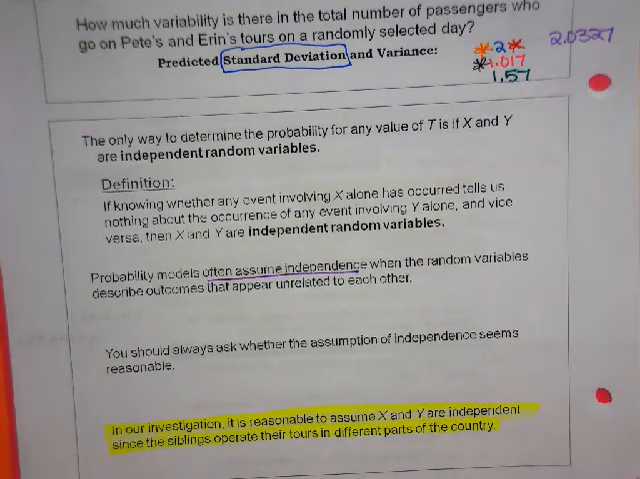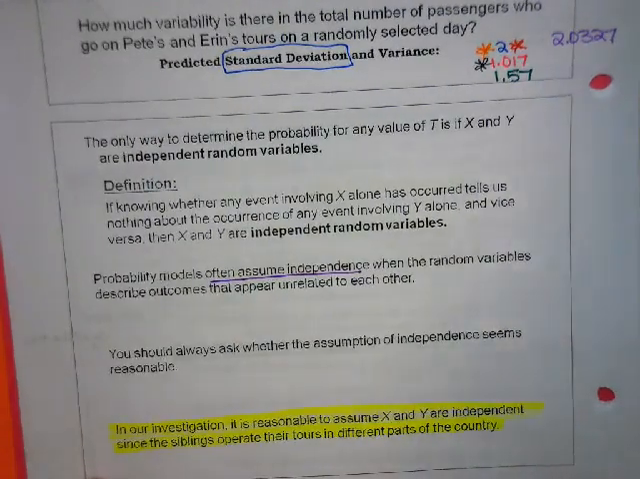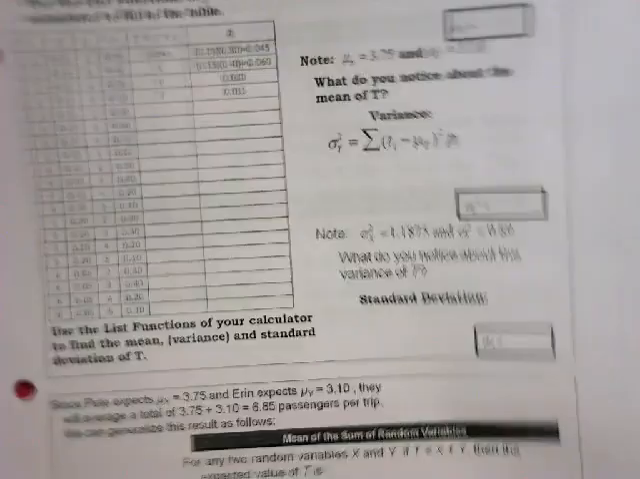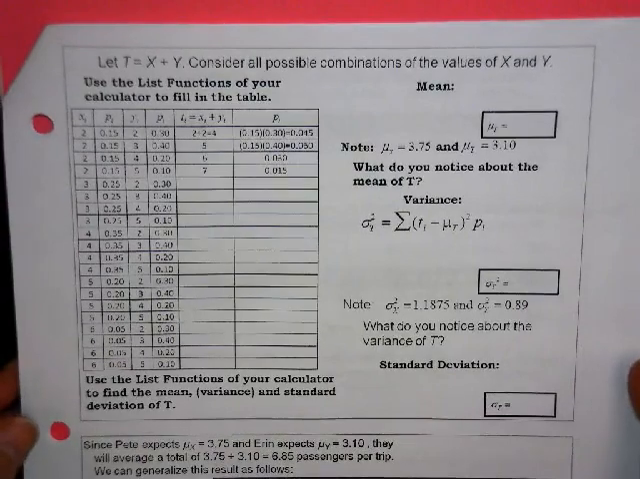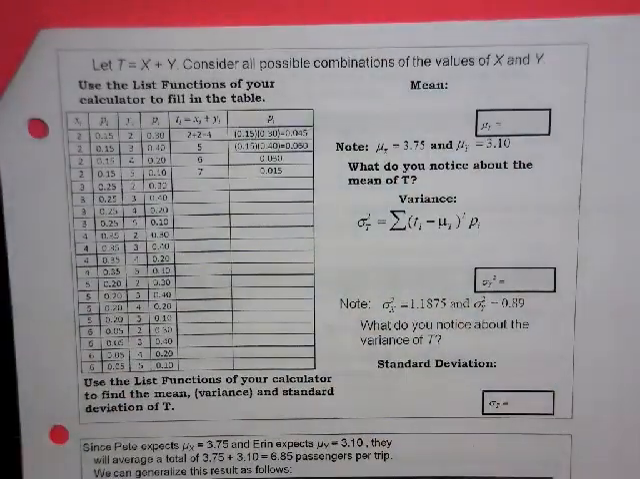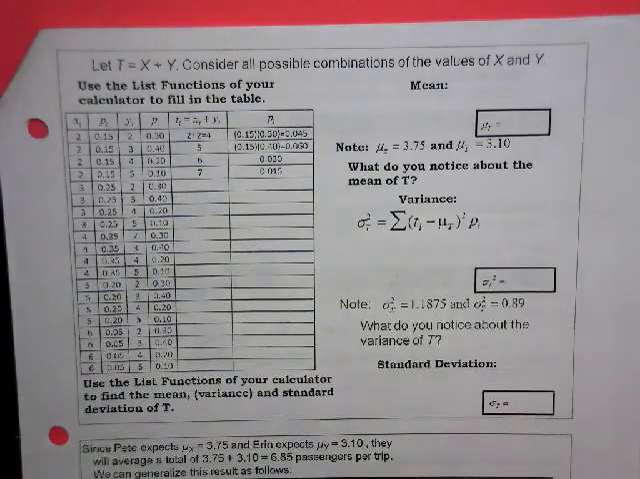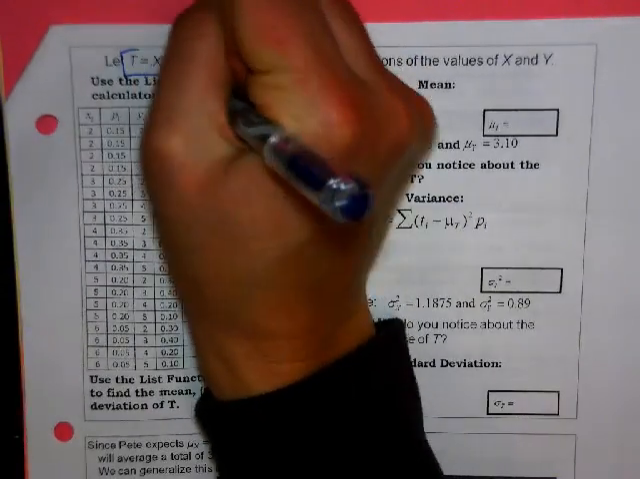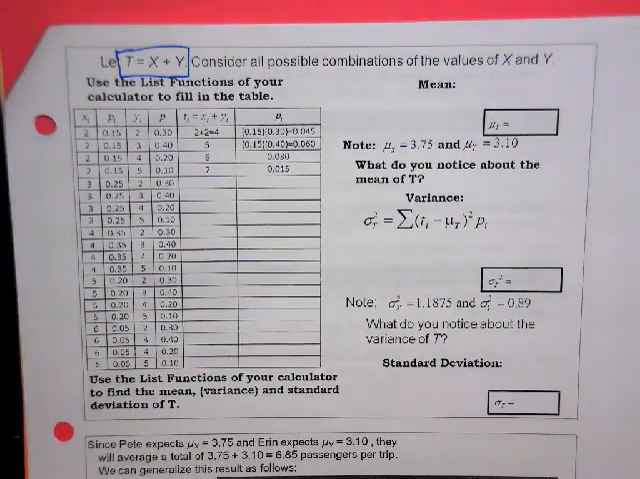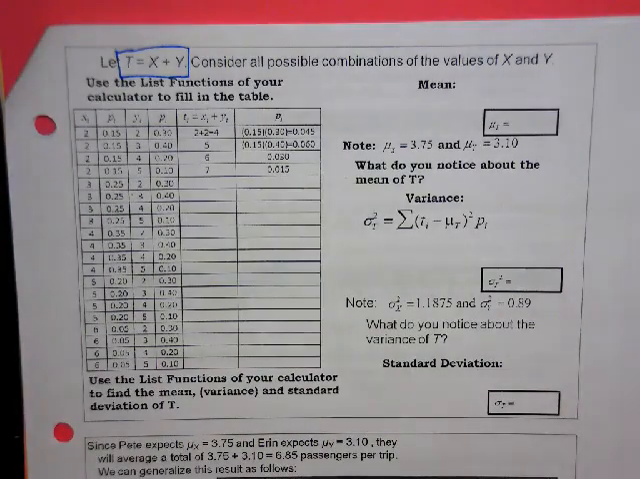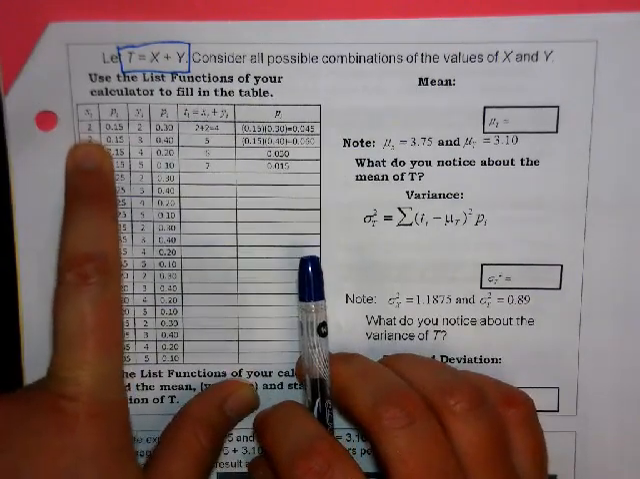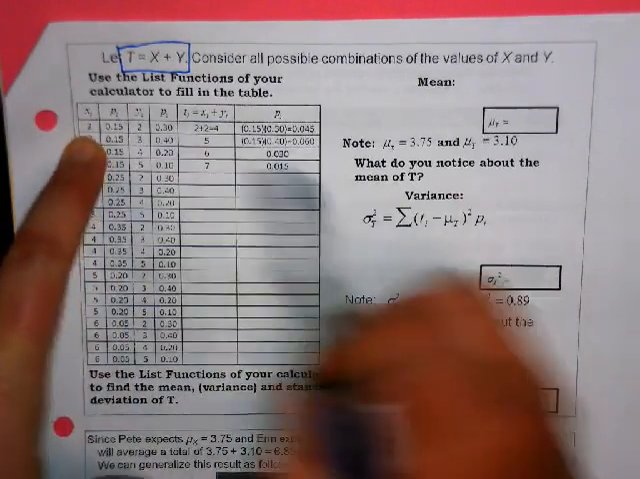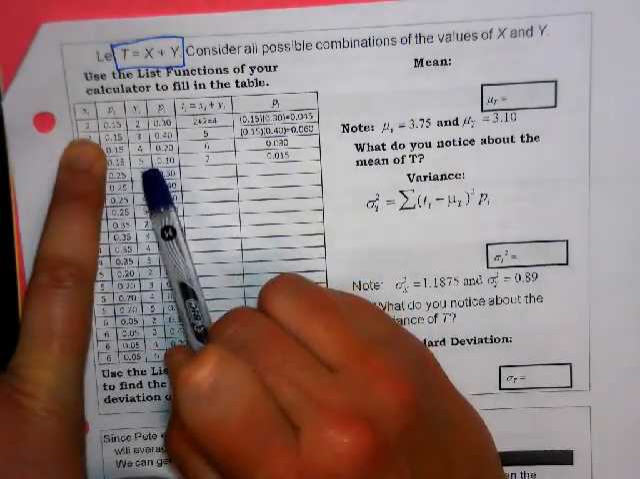All right, so we're going to fill in this table. Then you're going to put it into your calculator so that the calculator does the hard work. So we are defining t as x plus y. X is the number of passengers that Pete has, y is the number of passengers Aaron has, which means there's a lot of different combinations. Pete could have 2 passengers, Aaron could have 2, 3, 4, 5. So 2 plus 2 is 4, 2 plus 3 is 5, 2 plus 4 is 6, and 2 plus 5 is 7.